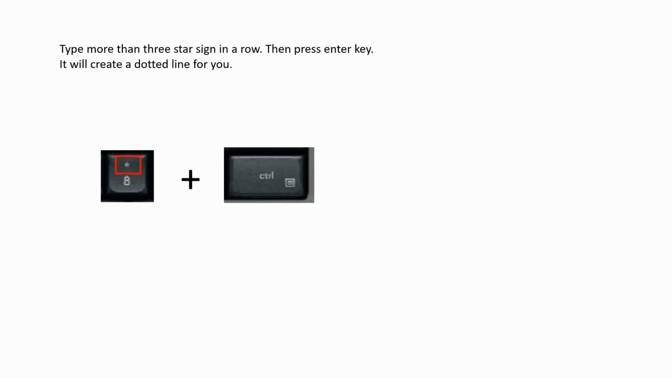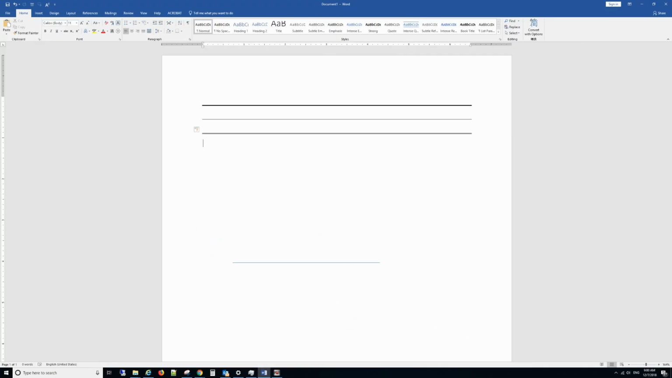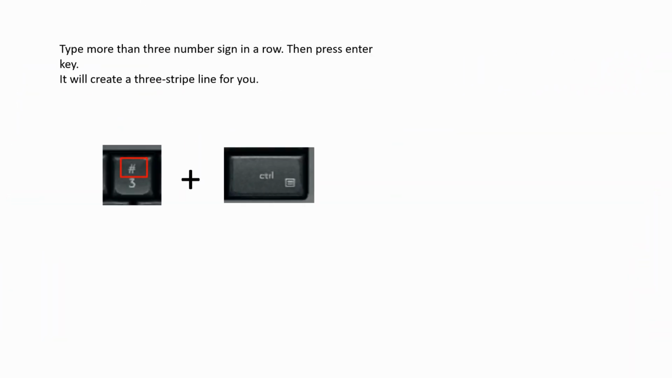Type more than 3 star signs in a row. Then press the Enter key. It will create a dotted line for you. Type more than 3 number signs in a row. Then press the Enter key. It will create a 3-stripe line for you.